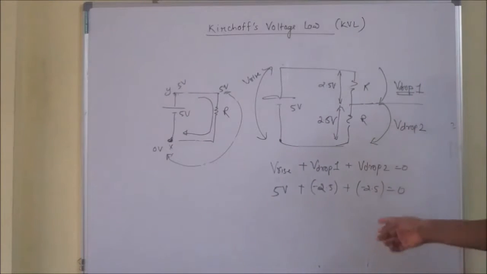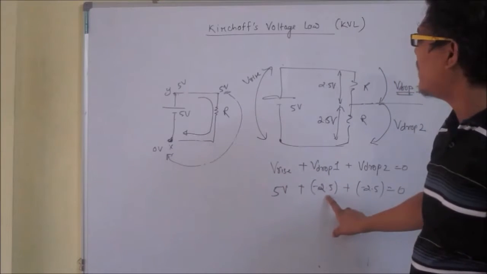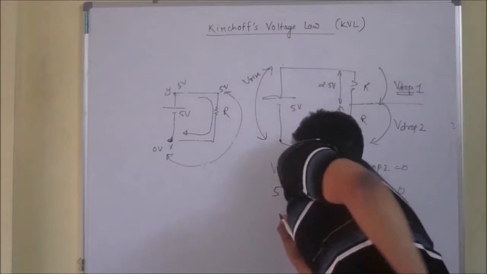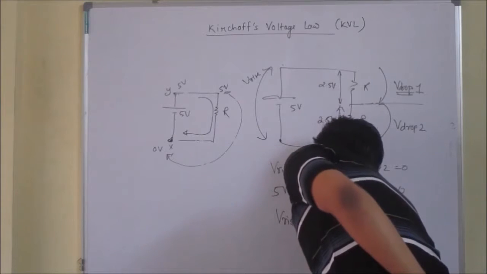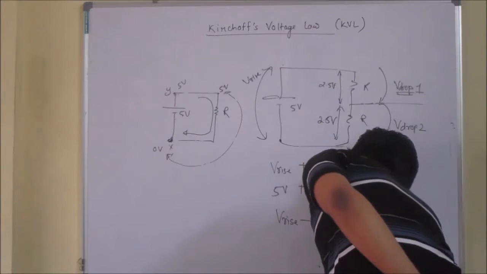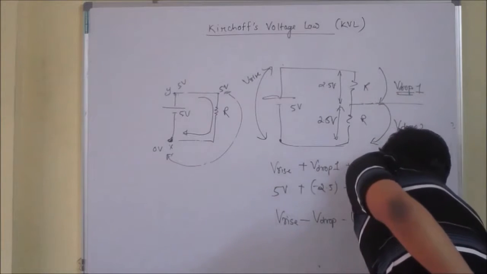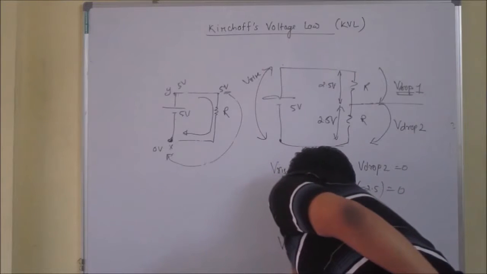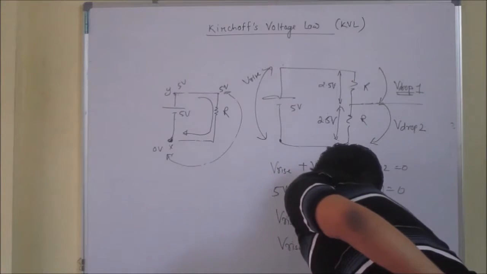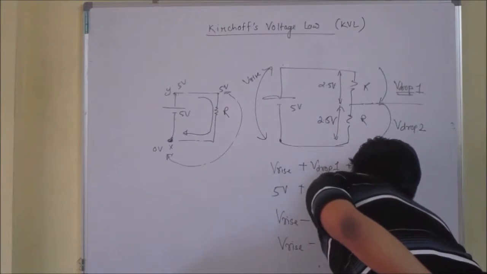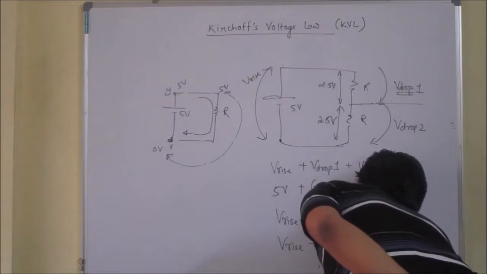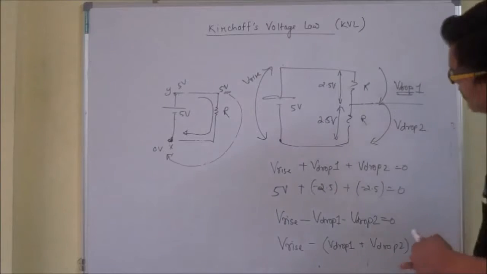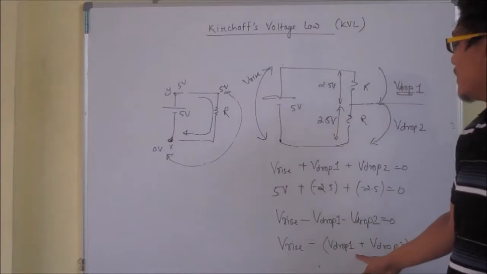So instead of denoting this value as minus, I will denote the drop as minus. So what I will do is V rise minus V drop is equal to 0. Can I write it this way? That V rise minus V drop 1, and this is V drop 2, V drop 1 plus V drop 2 is equal to 0. Now summation of these two, can I write it in this way?